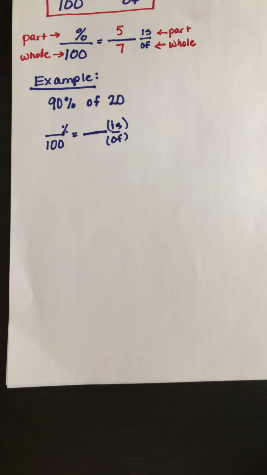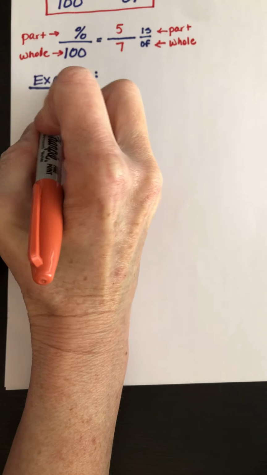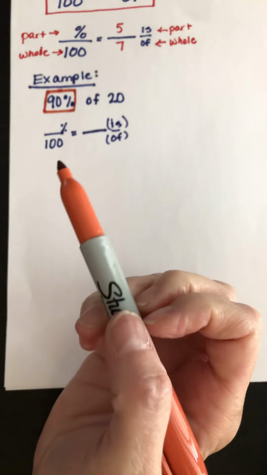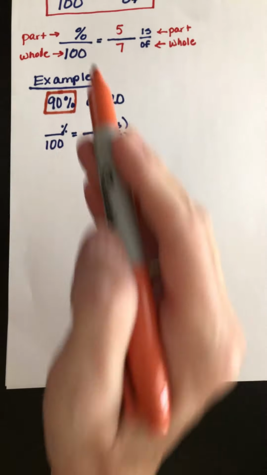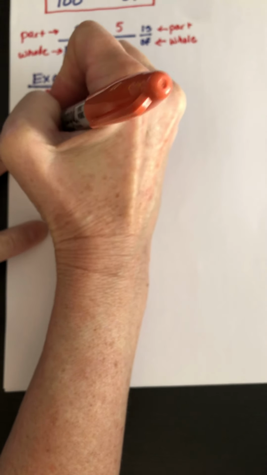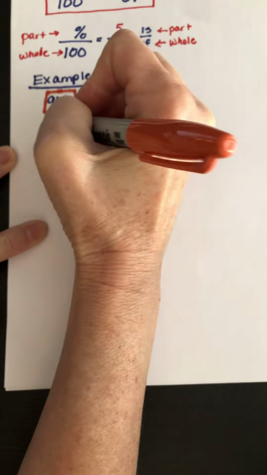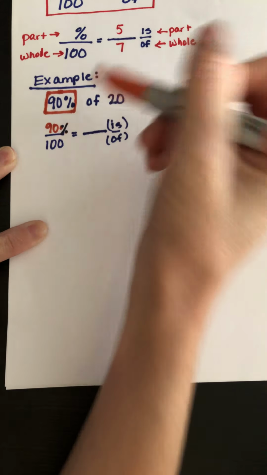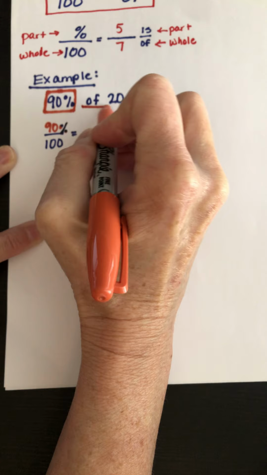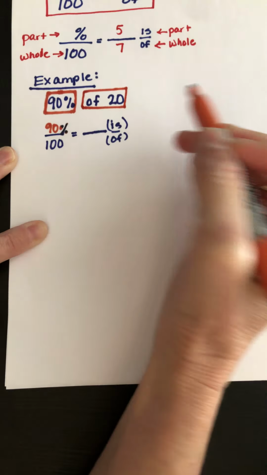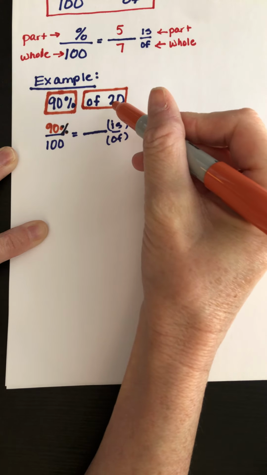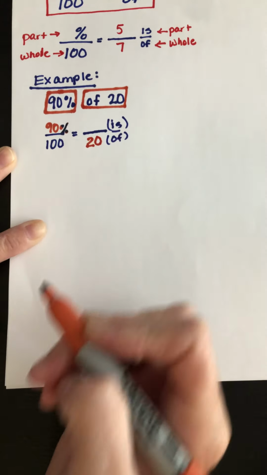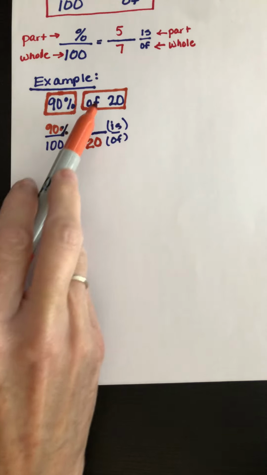So let's look at our 90%. We have to plug in our numbers, 90%. Well, the percent sign kind of gives it away on where it should go. The percent sign is 90%, so it's going to go over the 100, and you're just matching it up. And then we have of 20. Well, 20 is going to be my whole because it's of 20, so my 20 is going to go down here. So I have 90% of 20.